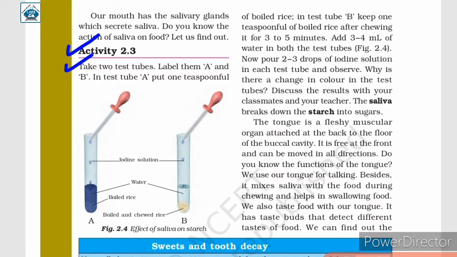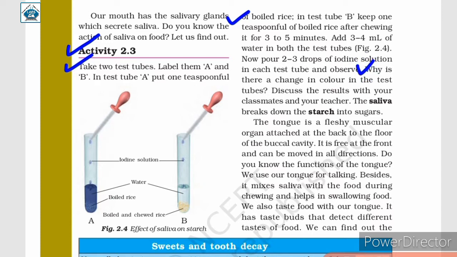Take two test tubes. Label them A and B. In test tube A, put 1 teaspoonful of boiled rice. In test tube B, keep 1 teaspoonful of boiled rice after chewing it for 3 to 5 minutes. Add 3 to 4 ml of water in both the test tubes. Now pour 2 to 3 drops of iodine solution in each test tube and observe.